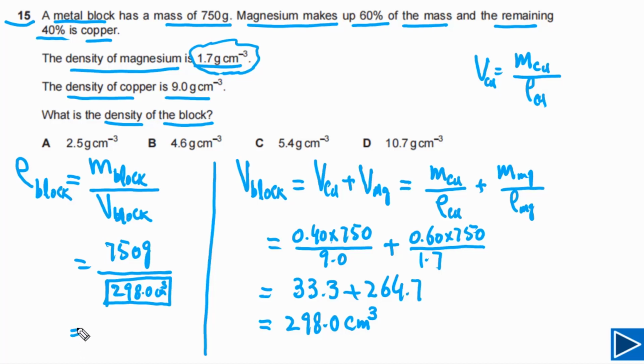Now if we solve for the density of the block, it will be equal to 2.51 grams per cubic centimeter. Up to 2 significant figures, we can simply write this as 2.5 grams per cubic centimeter. So this is our final answer, and option A is correct for this question. You need to understand the approach. The way you approach a problem is very important.